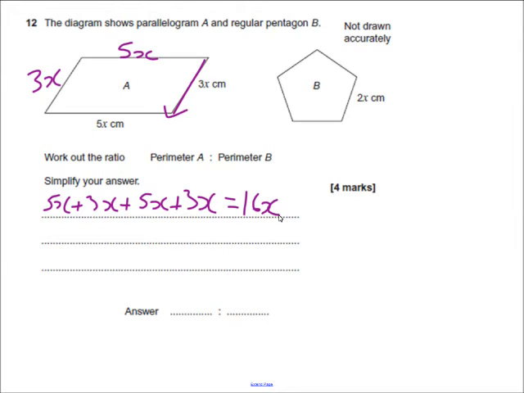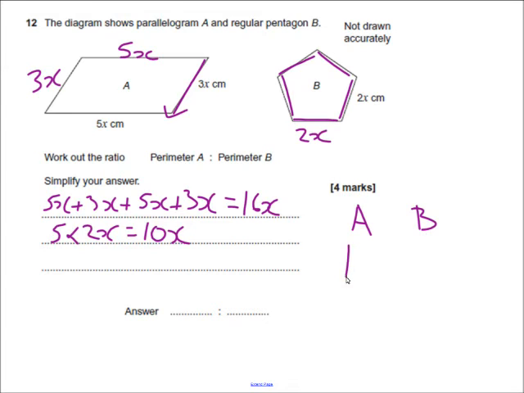For the regular pentagon, it's the same. You're adding up the sides. Because it's regular, all of the sides are 2x. And we have 5 lots of 2x. So 5 lots of 2x give us 10x. So working out our ratio of A to B, we have 16 lots of x to 10 lots of x.